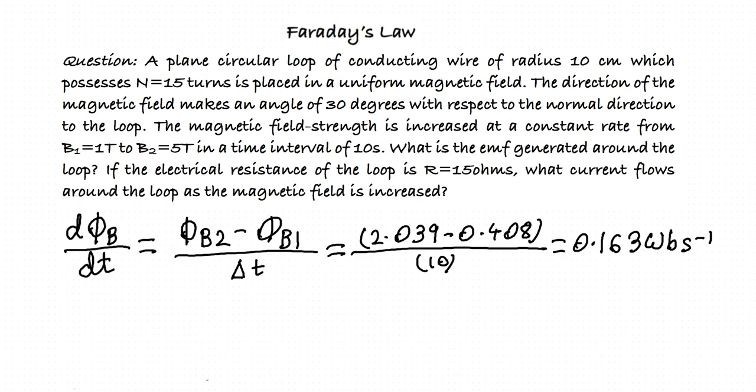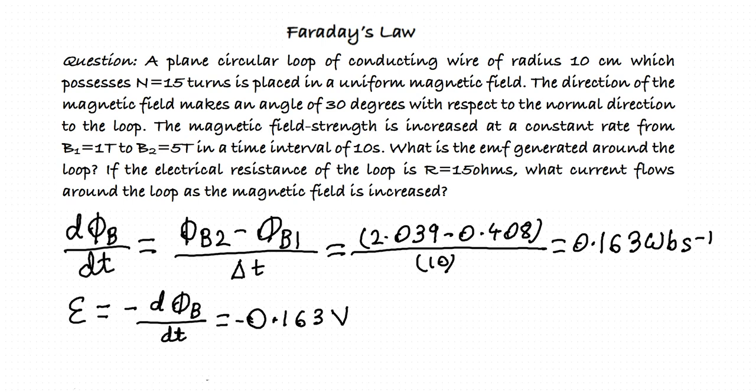Thus, the time rate of change of the flux is d phi-B over dt equals phi-B2 minus phi-B1 over the time interval delta t equals 2.039 minus 0.408 over 10 equals 0.163 Weber per second. Thus, the EMF generated around the loop is epsilon equals minus d phi-B over dt equals minus 0.163 volts.